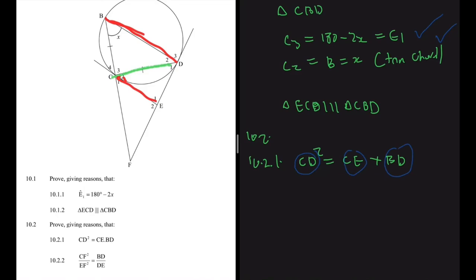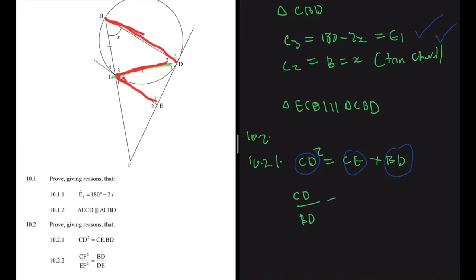So our proportionality should involve those sides, right? From what we are required to prove. So let's start with CD. So we can say that CD divided by something. So CD is the smallest side of triangle CBD, right? So let's say CD divided by BD, right? The biggest side of triangle CBD.